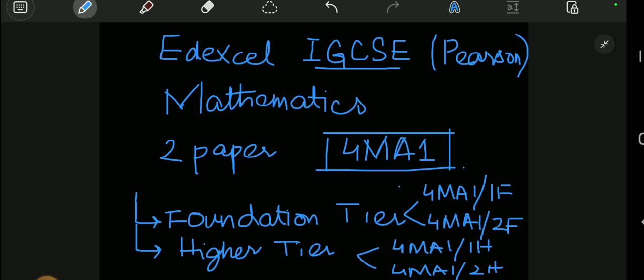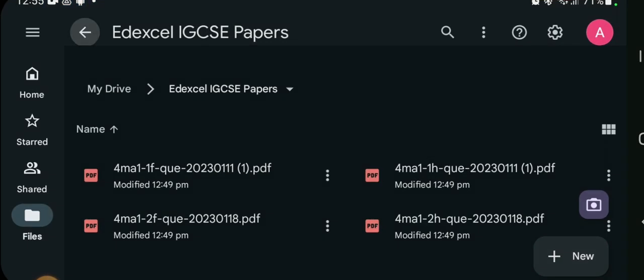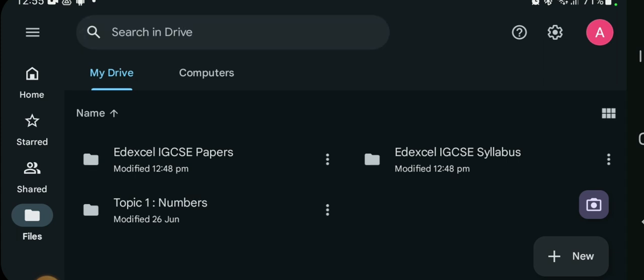and then at the end of all this we will do practice of past papers as well. So this is the basic information about your Edexcel IGCSE. Now I want to show you a few documents: the syllabus, the books, and the papers. I'll share this Drive link with you later on when we do the notes, and everything else will be over here.